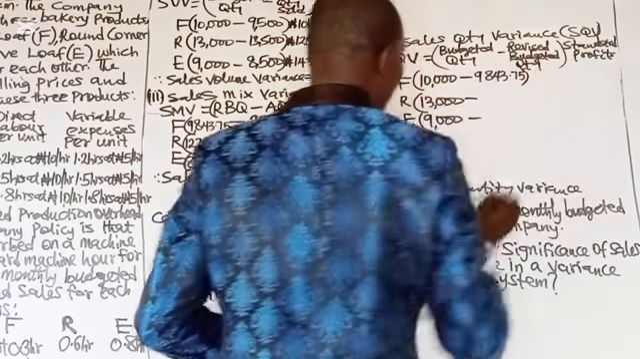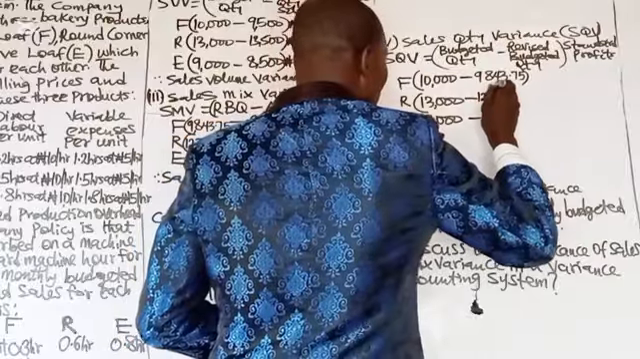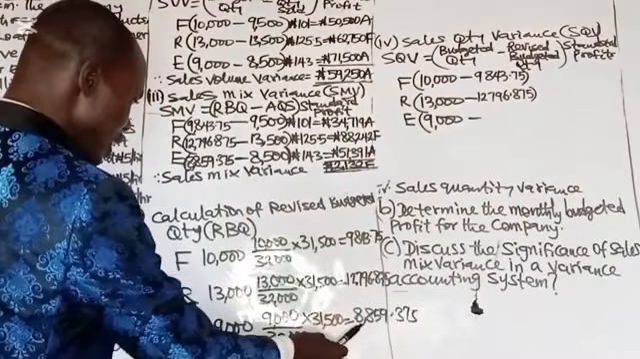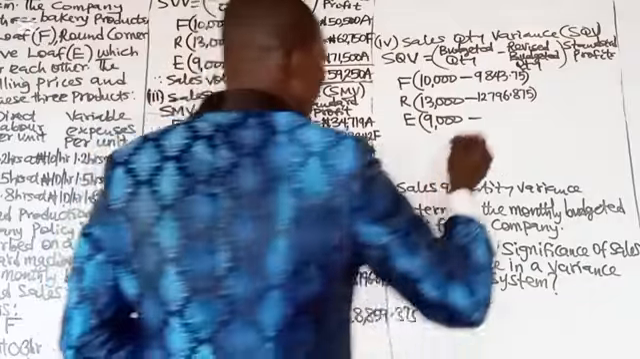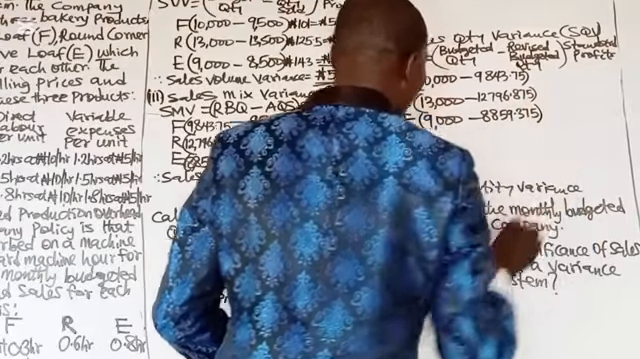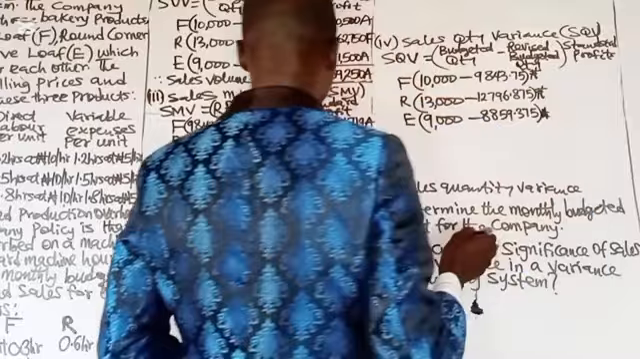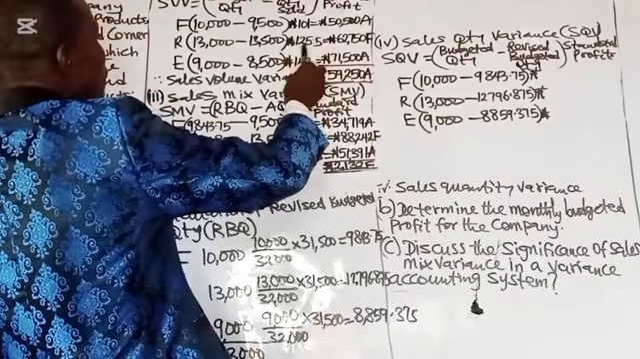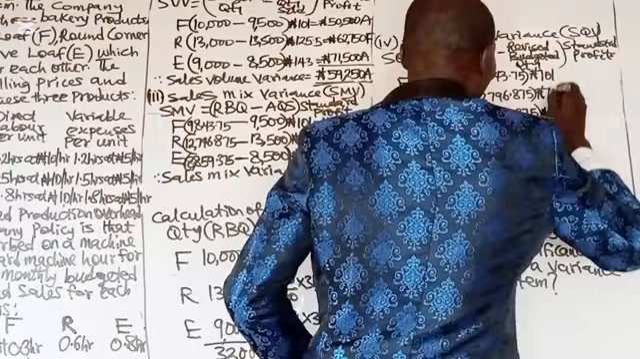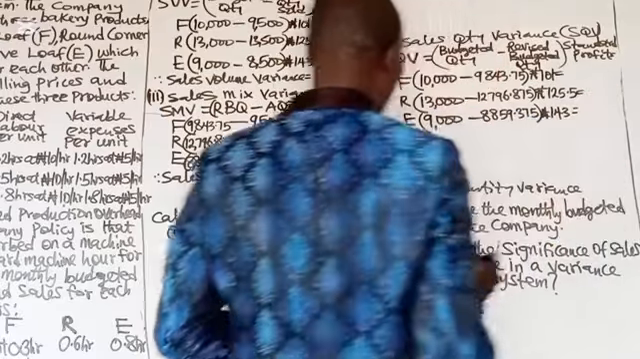9,843.75. Then 12,796.875. Then we also have 8,859.375, multiplied by the standard profit. From our earlier calculation, we got the standard profits to be 101, 125.5, and 143. These are the standard profits.